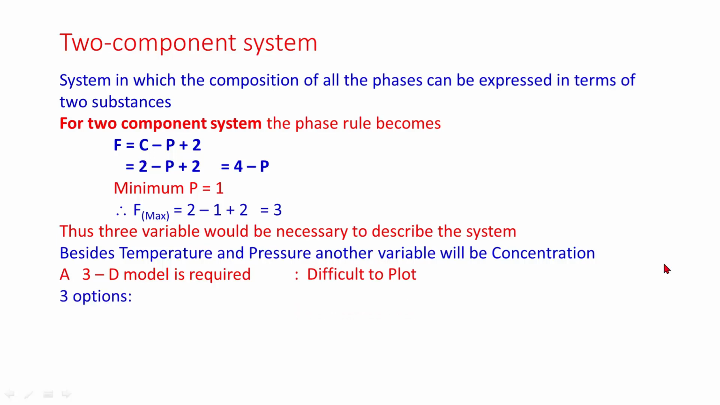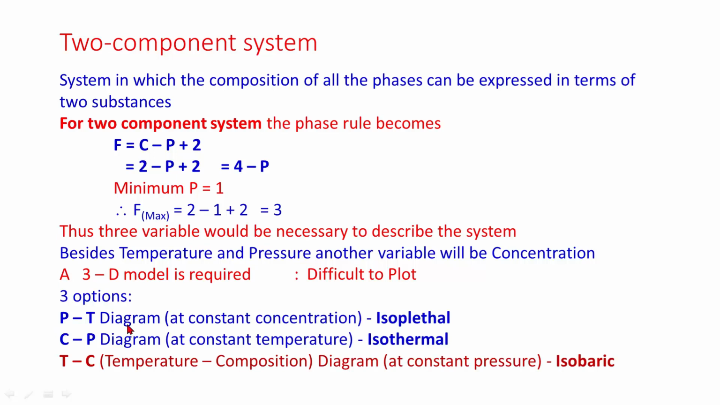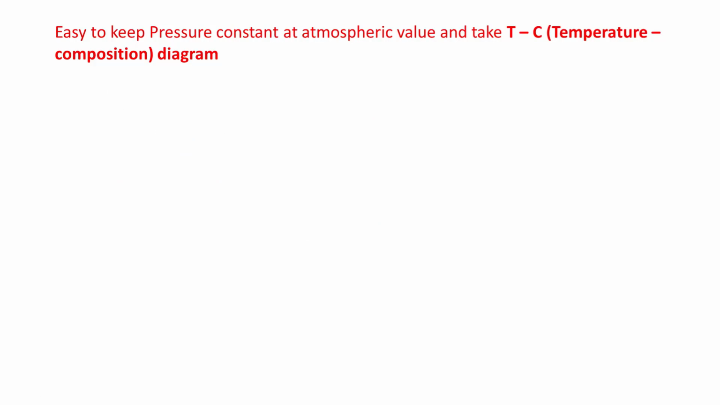There are three options: pressure temperature diagrams at constant concentration, concentration pressure diagram at constant temperature, or temperature composition diagram at constant pressure. We will concentrate on the temperature composition diagram at constant pressure. It is easy to keep pressure constant at atmospheric value and discuss the temperature composition diagram.